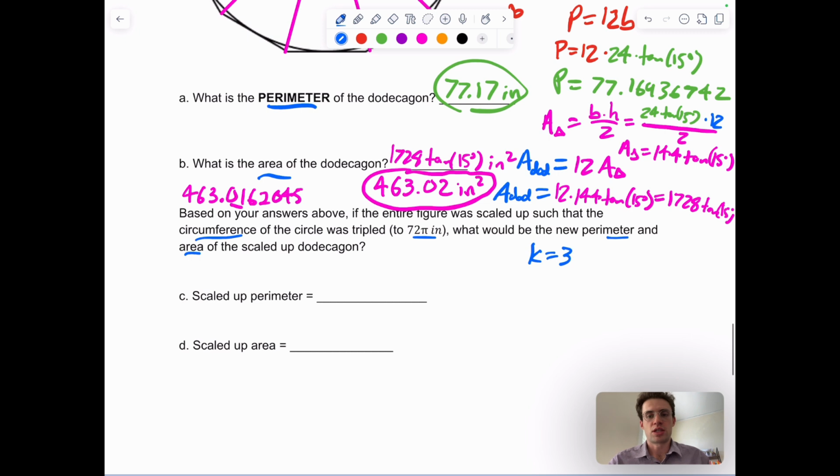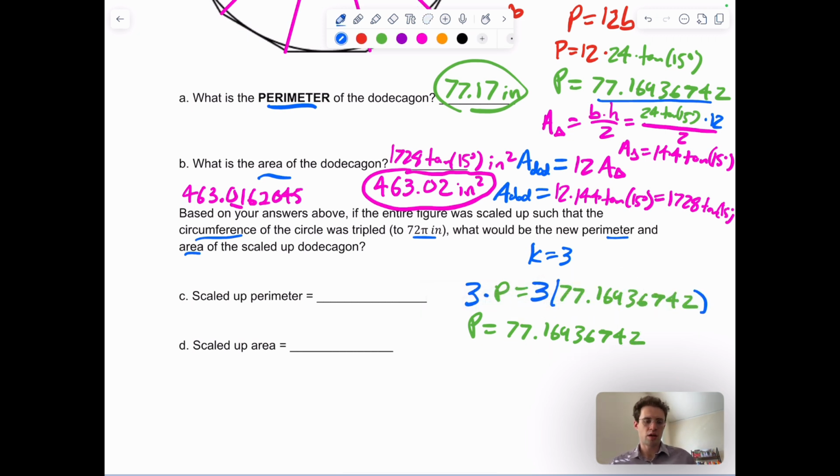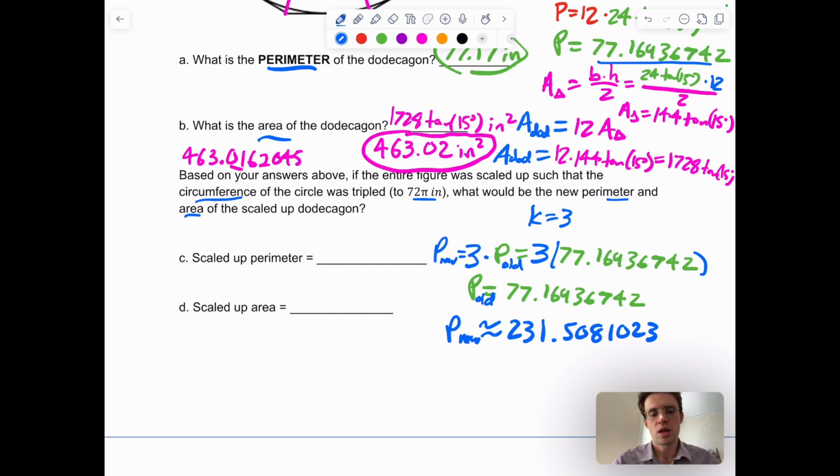So essentially, we could just take this 77.16936742, and we're going to triple it. So I can just type that into my calculator, times 3 gives me 231.5081023. Okay, so this is the new perimeter. You can say this is like the old, and now we have the perimeter new is equal to 3 times the old perimeter. It gives us 231.5081023. So that would be 231.51 inches. Okay, so this is our scaled up perimeter.